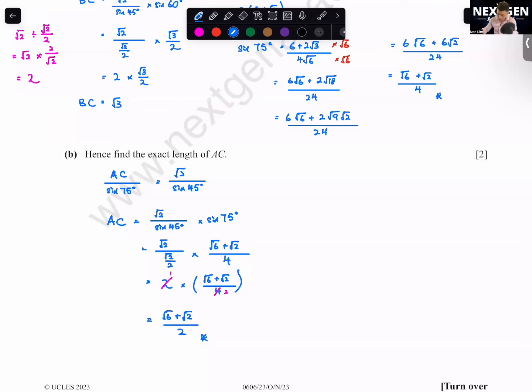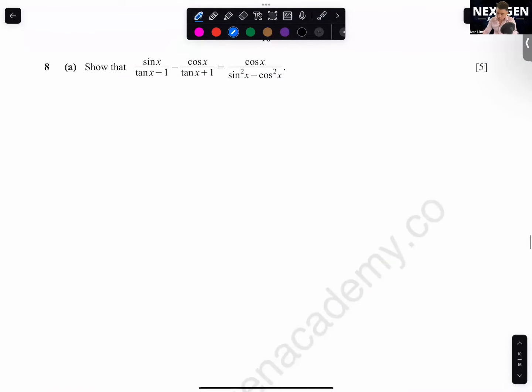Okay, let's go to the next one. Question 8. Show that this is equal to this. Yeah, this is the whole thing. All right, let's start with the left hand side. There are various ways that you can do it. Later, you can look at the mark scheme also to see which way. I'll show you the way that I did. So I'll start from the left hand side.